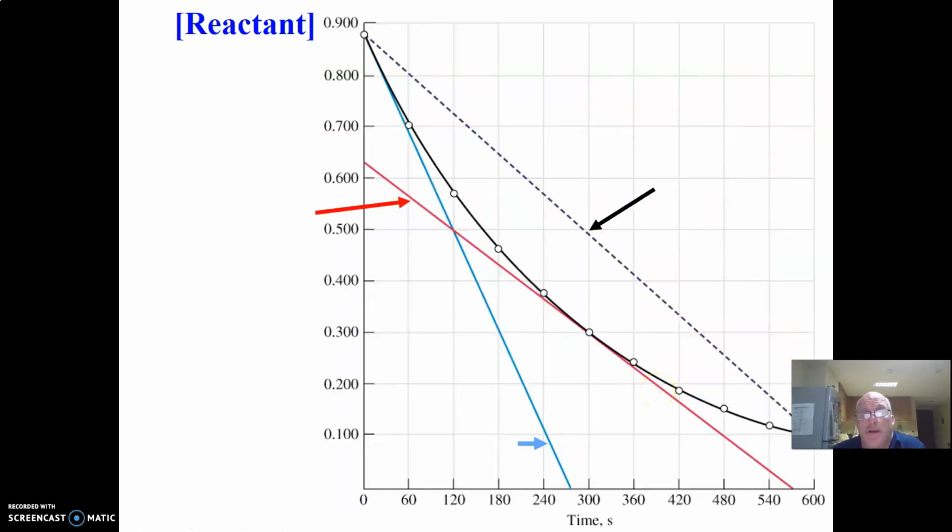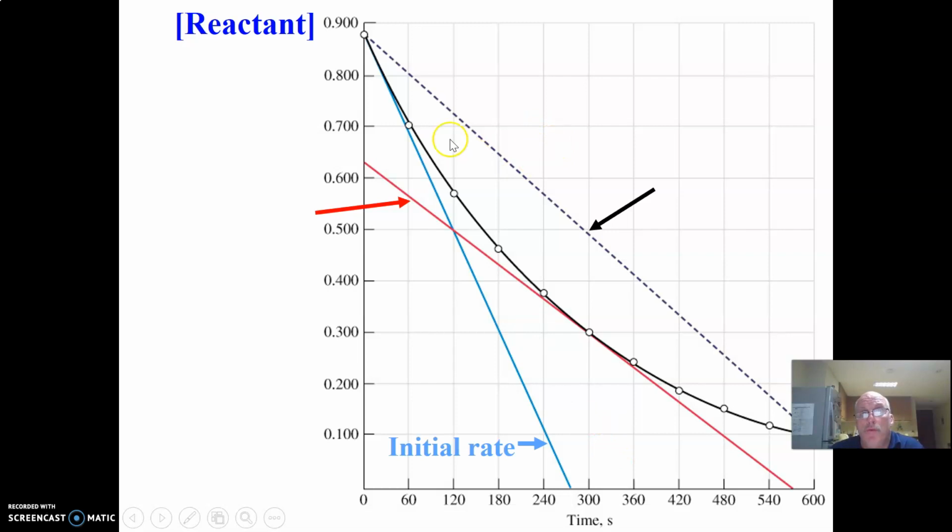Again, hydrogen peroxide reaction here. The concentration of hydrogen peroxide is decreasing as the amount of oxygen is increasing, because that's the product. I'm going to ask you now what these three lines represent. So have a little think about that. You might want to pause the video.